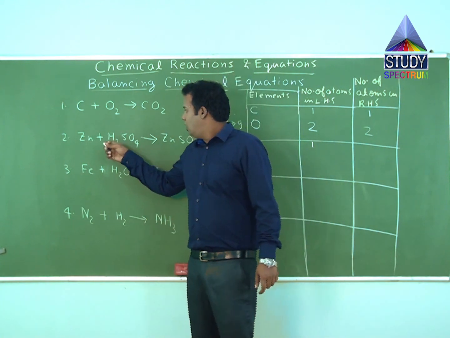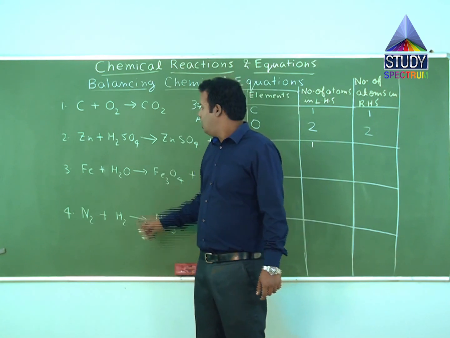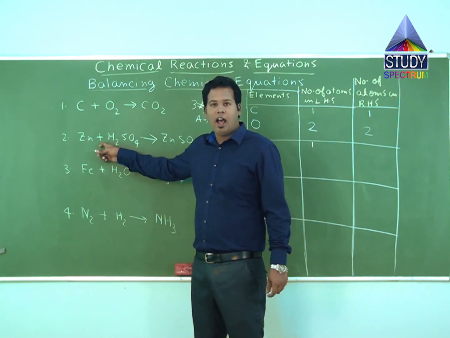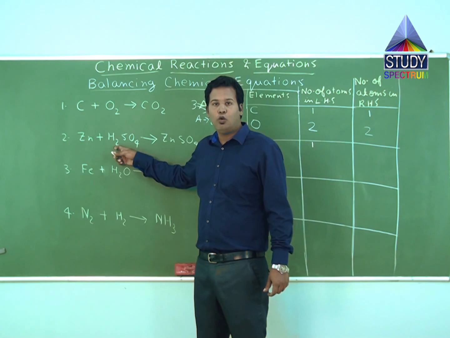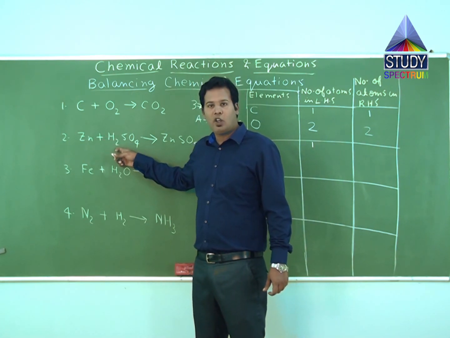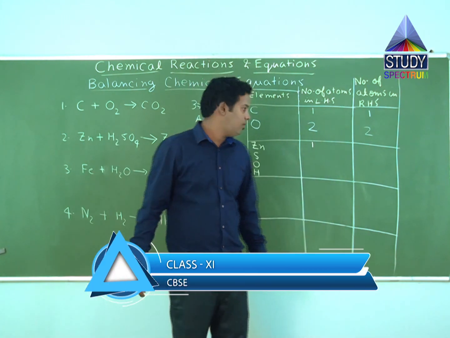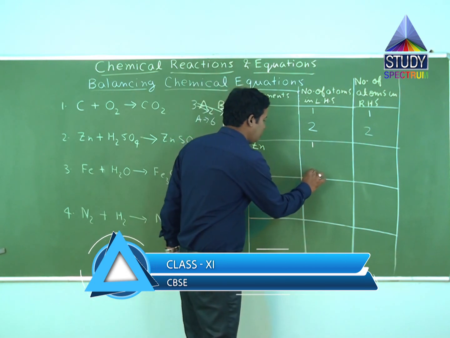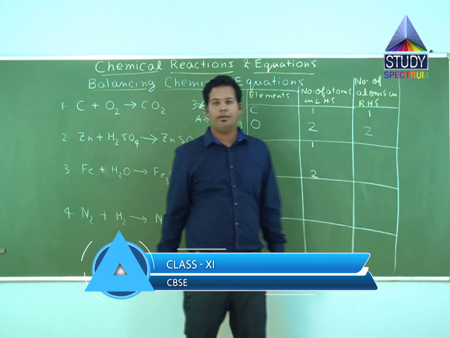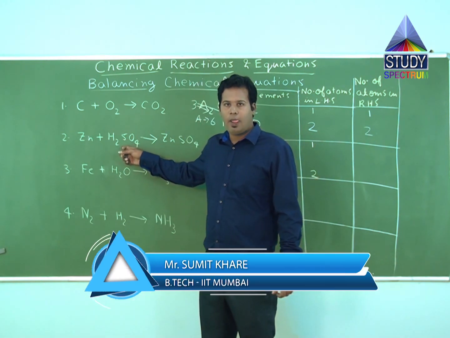Now let us talk about the second element in LHS, that is hydrogen. If you see over here, nothing has been written as the coefficient of the compound. It means the coefficient of the compound is 1. But the suffix of hydrogen is 2. It means if you multiply the coefficient of this compound with the suffix of hydrogen, that is 1 into 2, the number of hydrogen atoms will be 2. Correct?